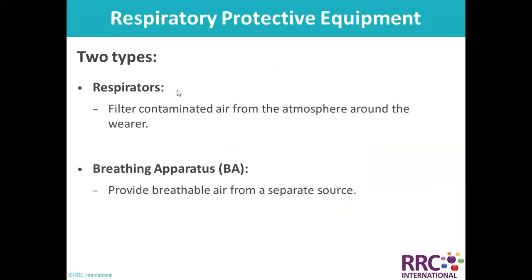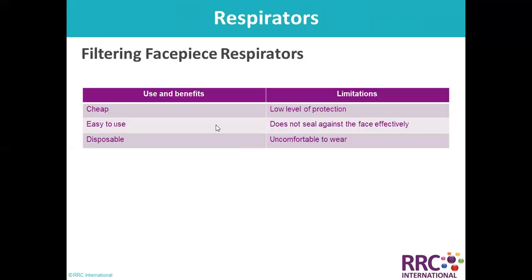Respiratory protection equipment, yes, we need respirators, we need breathing apparatus, maybe SCBA, while respirators filter contaminants from the atmosphere around the wearer. Or breathing apparatus means SCBA, or SABA, supplied breathing apparatus, or maybe EEBA, emergency escape breathing apparatus. There are some benefits and limitations also of filtering facepiece respirators. Normally they are cheap, easy to use, disposable, but offer a low level of protection. These are some limitations. They do not seal against the face effectively, so they are uncomfortable to wear. So these are some of the limitations of respirators.